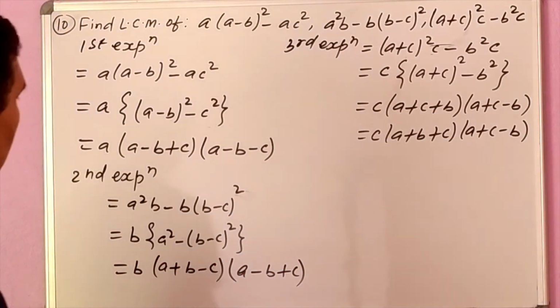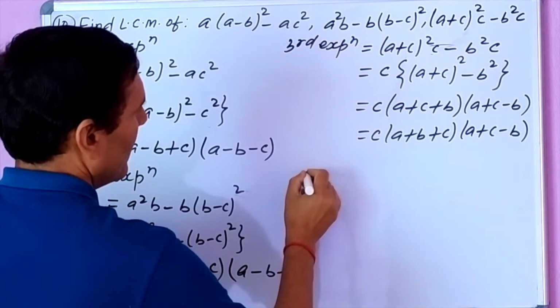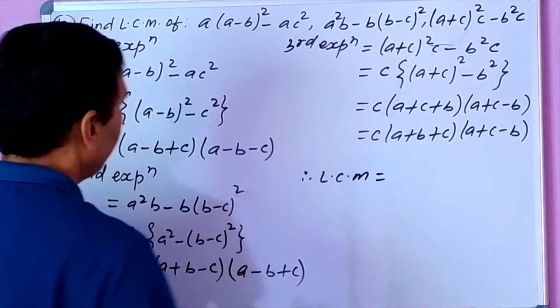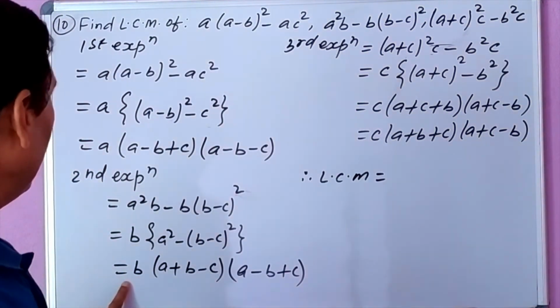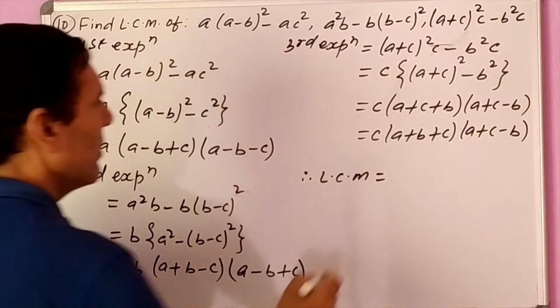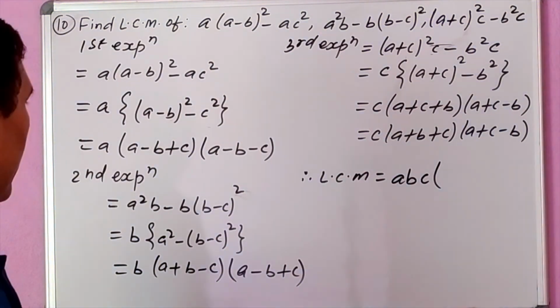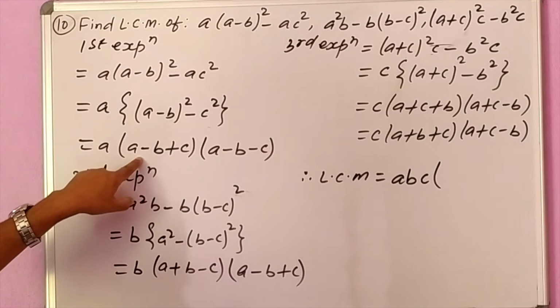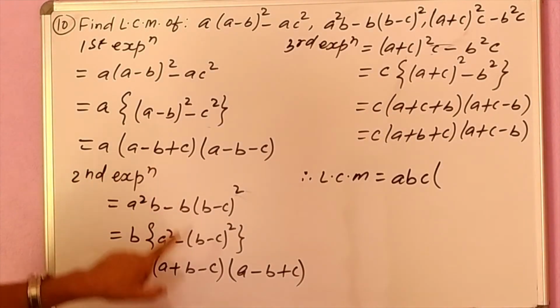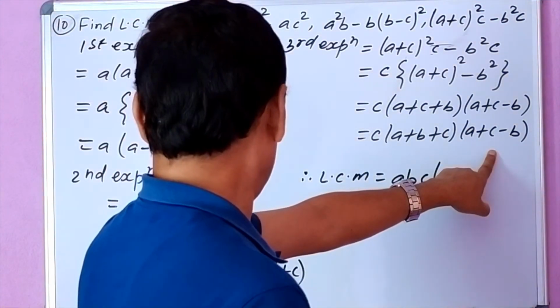Now what is the LCM? Therefore LCM, we have a here, b here, and c here, all outside of the bracket, no common. So a, b, c we can write outside of the bracket. Now inside the bracket, is there any common factor in all three expressions? Then we have a minus b plus c, a plus b minus c, a minus b plus c here, a plus b plus c, a minus b plus c.